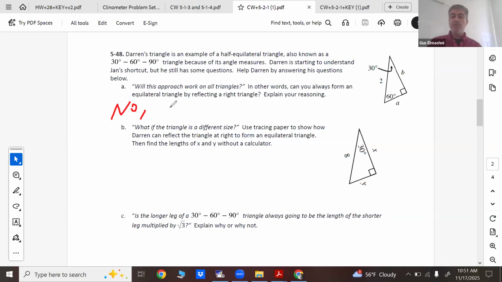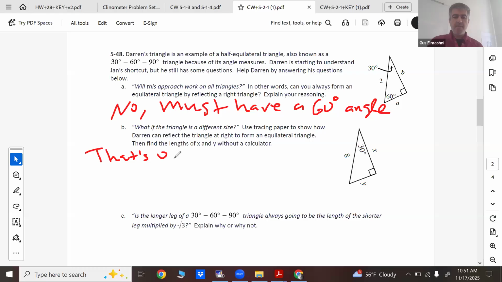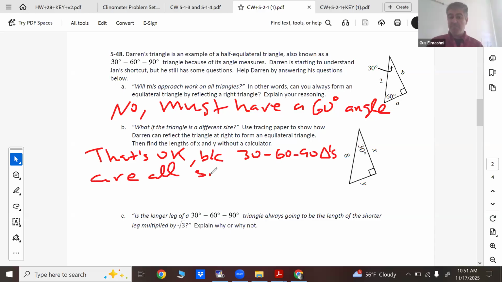So will this approach work on all triangles? No, you must have a 60-degree angle. So let's take a look at part B. Well, if it's a different size, that's okay, because 30, 60, 90 triangles are all similar, right? Because all the corresponding angles are the same. So that's okay. It's not a problem.